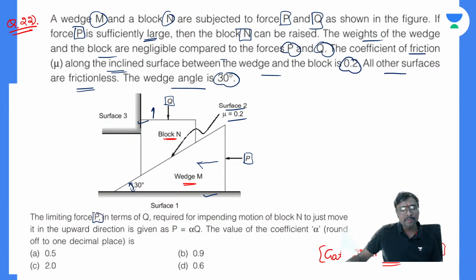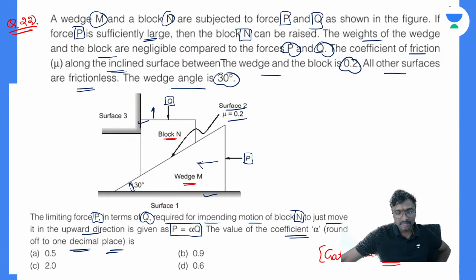The limiting force P in terms of Q required for impending motion of the block N, just to move it in the upward direction, is given as P equal to alpha times Q. So we need to apply this P force such that it will try to move this block N in the upward direction. What is the value of P in terms of Q? P equals Q times alpha. Then the value of this coefficient alpha, rounded up to 1 decimal place, is how much? You are asked to identify it. Can you solve this, everyone?